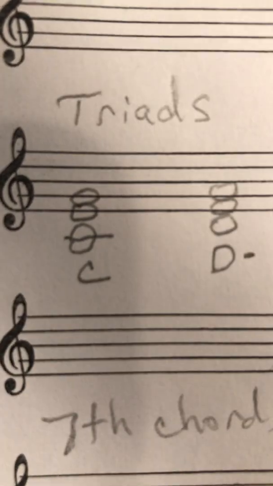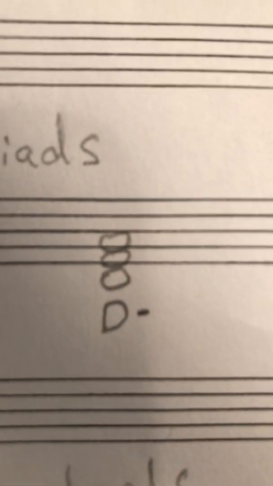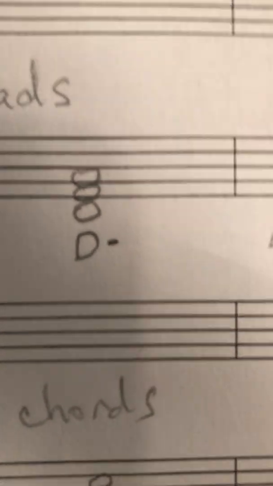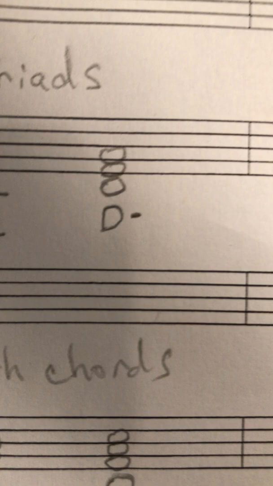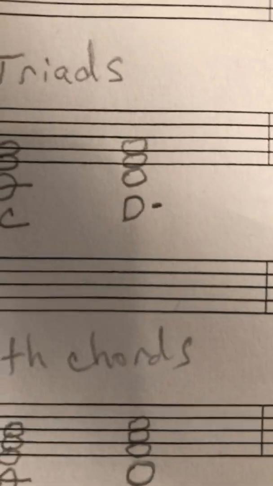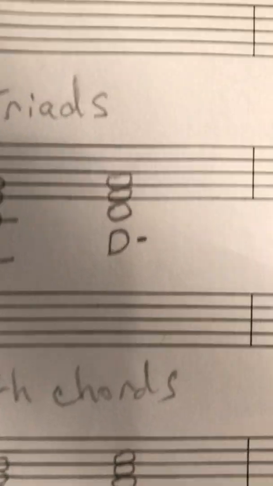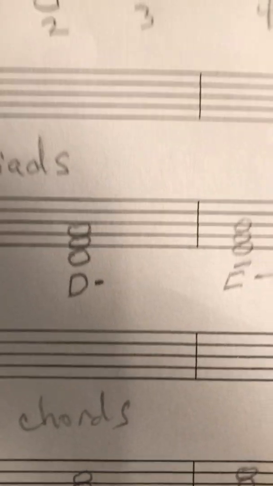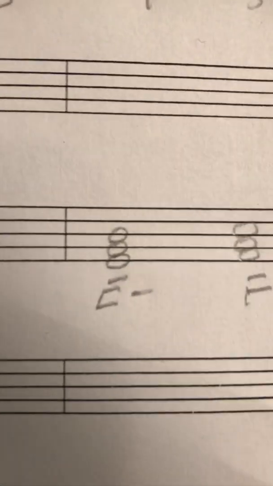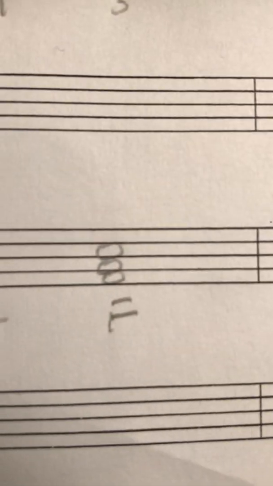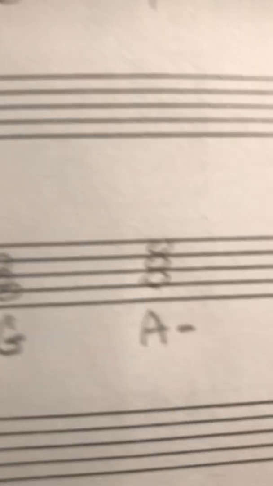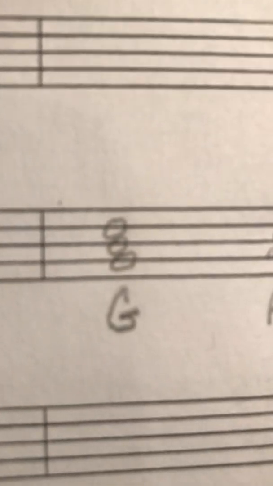We have a C chord, that's a C chord. This creates a D minor chord, D, F, and A. Don't think about flat 3 or anything like that. Don't even think about it. D, F natural, and A. That's a D minor chord. E, G, and B, E minor chord. F, A, and C is a major chord.